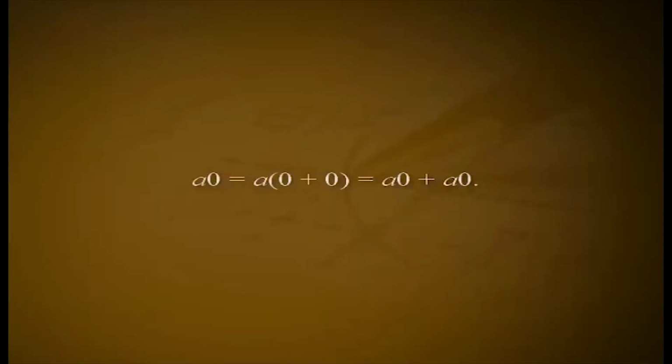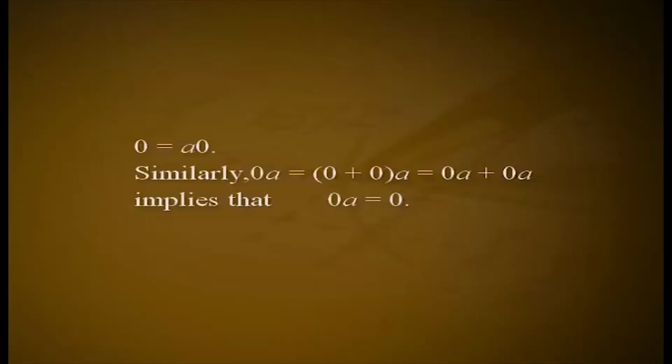Proof. Note that a·0 = a·(0 + 0) = a·0 + a·0. Since R is a ring, R is an abelian group under addition, and hence using the cancellation law, we have 0 = a·0. Similarly, 0·a = (0 + 0)·a = 0·a + 0·a, which implies that 0·a = 0. This proves property 1.